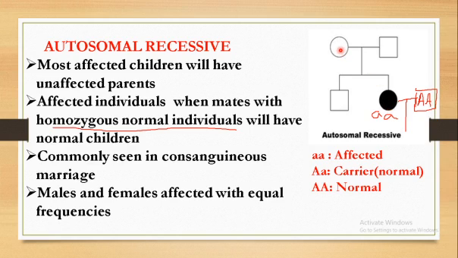Like in this case, the mother must have been a heterozygote, and the father also must have been a heterozygote. So consequently, one recessive allele from the mother and one recessive allele from the father came together and formed the daughter here, who is showing the trait from an unaffected pair of parents.